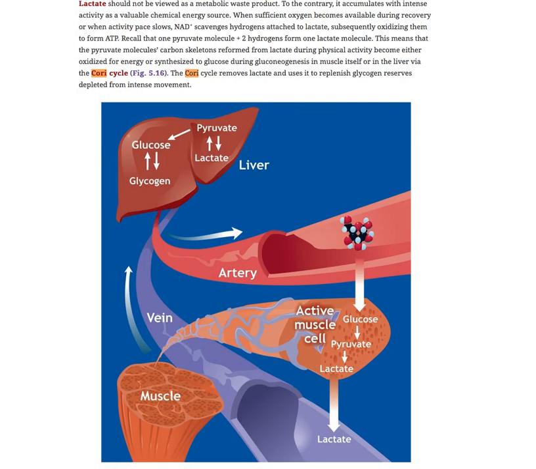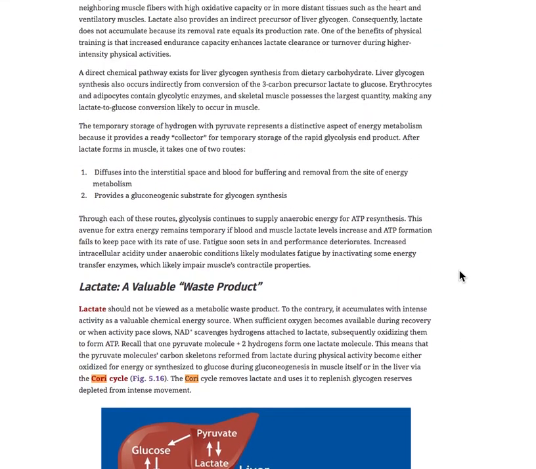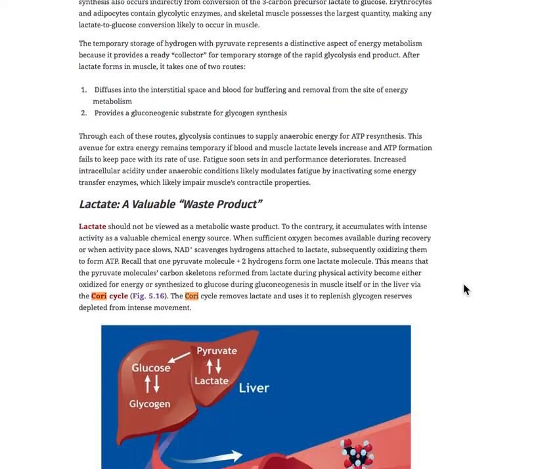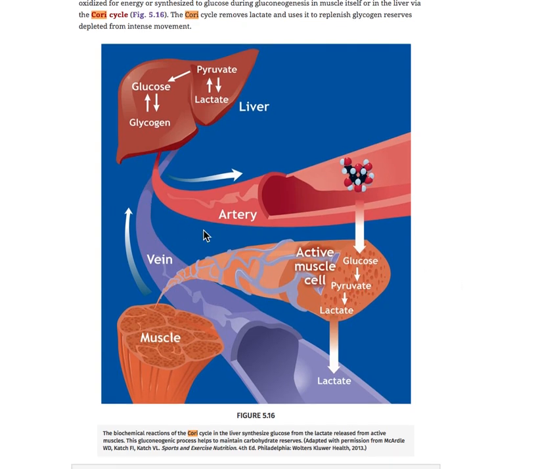And this is described in our textbook called the Cori cycle, where lactate is a valuable waste product. It can be used as a precursor for gluconeogenesis. And here's their figure of this process.